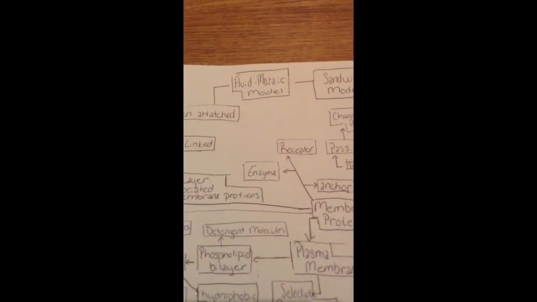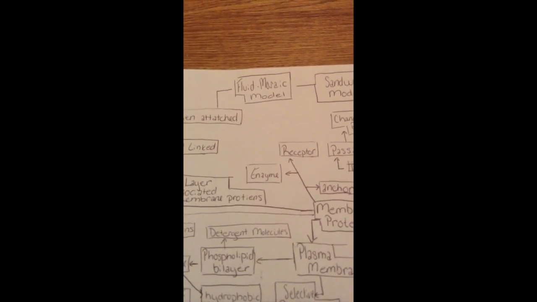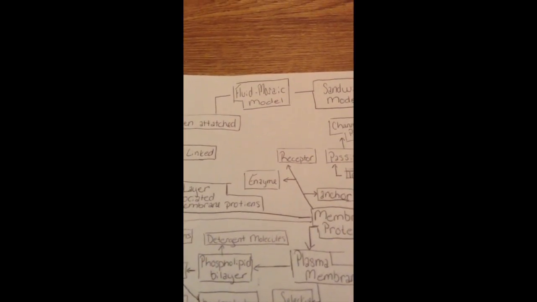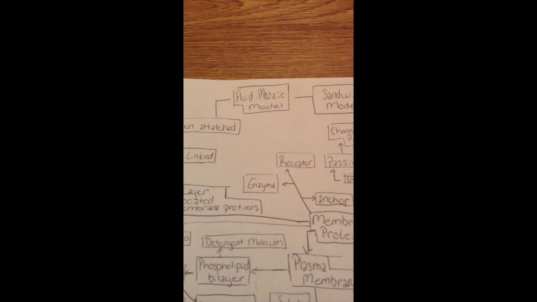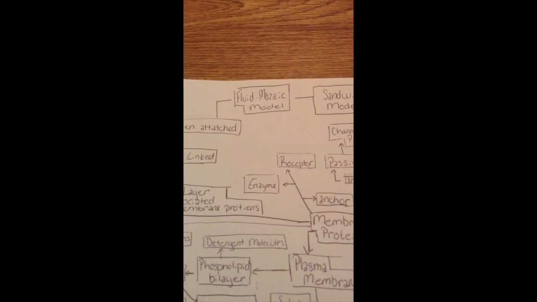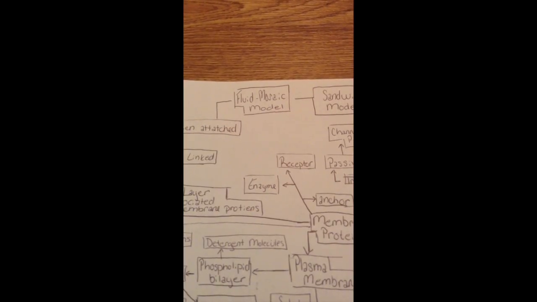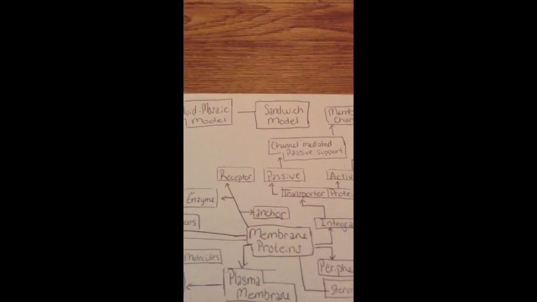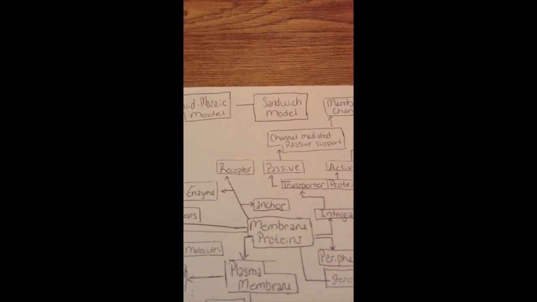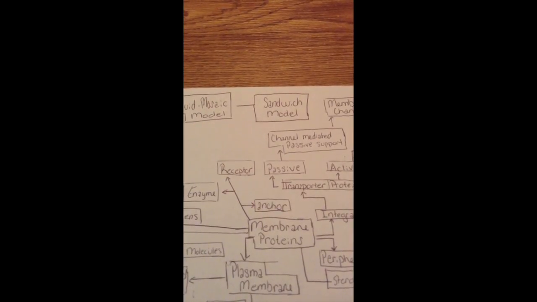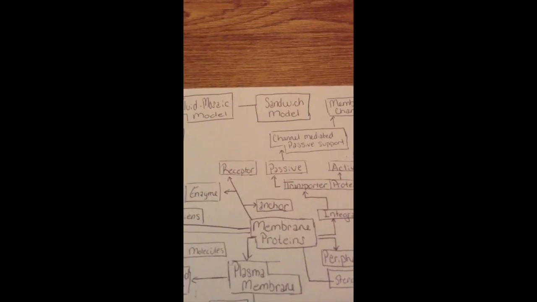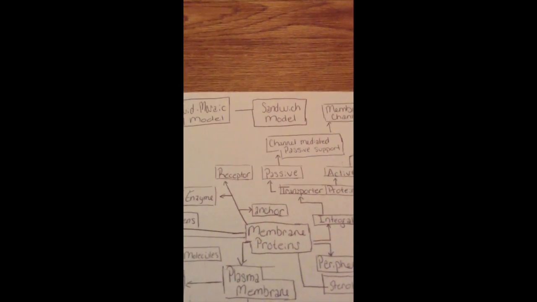And then I connected the fluid mosaic model to these 3 because the fluid mosaic model is proteins that can go all the way through the membrane versus the sandwich model, which is proteins that are only on the outside, but they're all the way along each outside layer. And so that was proven to be incorrect.